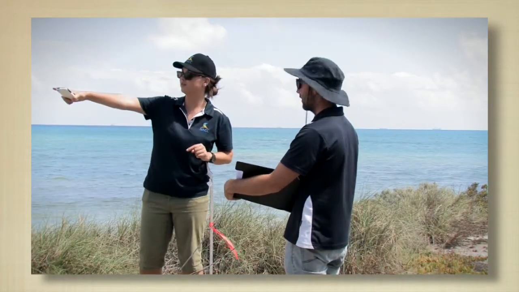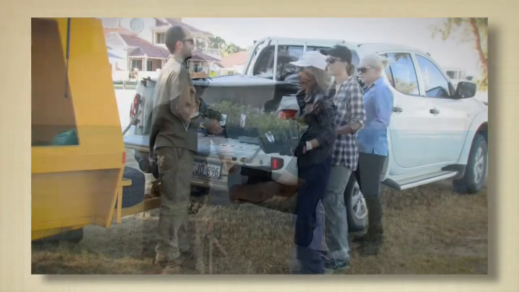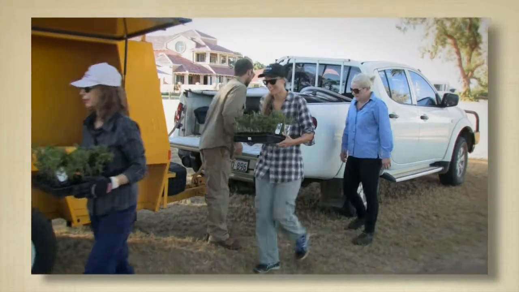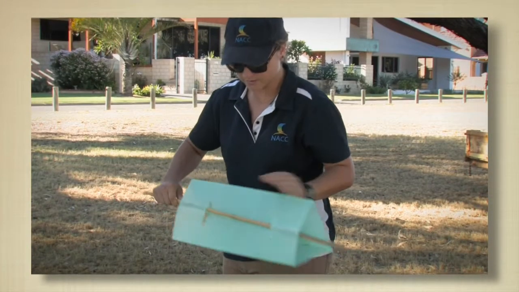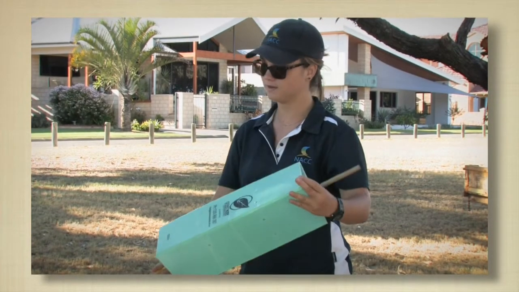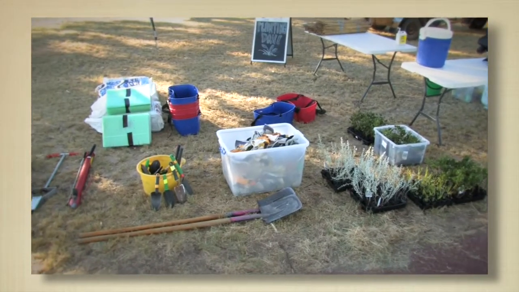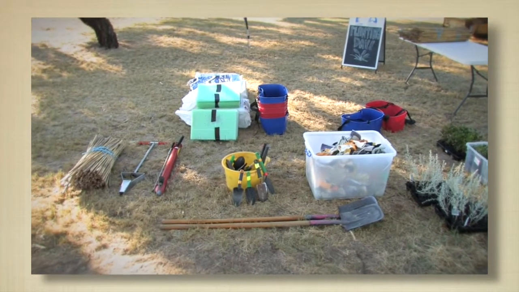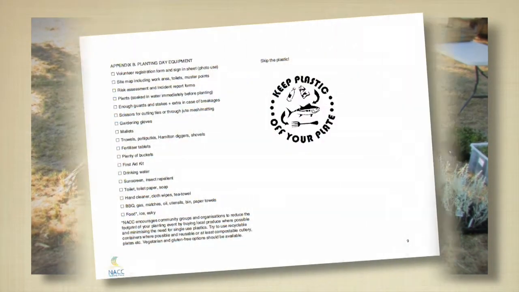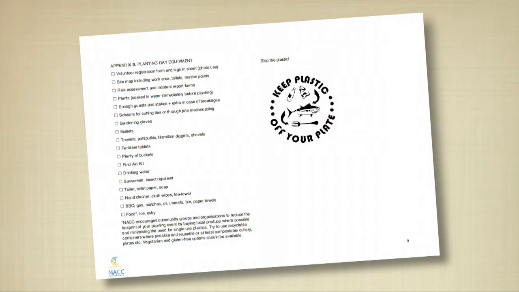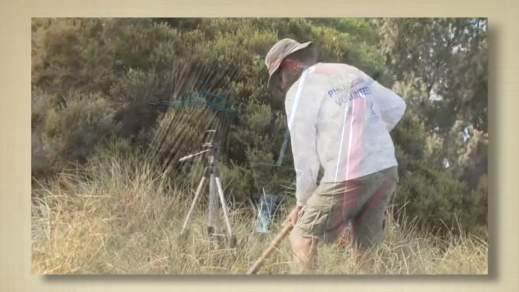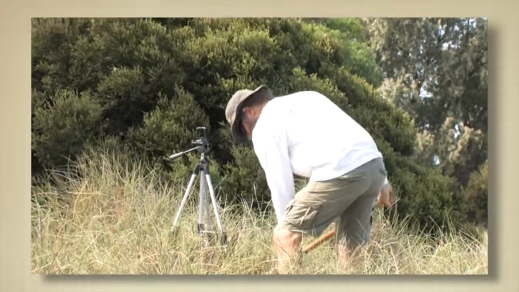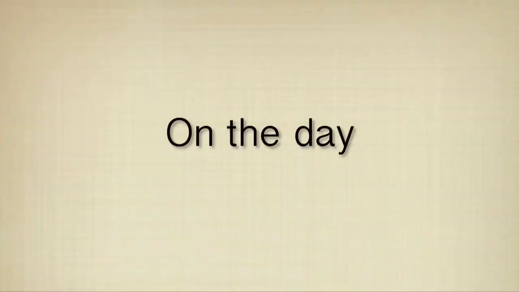Enlist some helpers as site supervisors to help on the day. Allocate specific tasks, such as plant soaking or tree guard installation, to each helper to increase efficiency and prevent doubling up on jobs. Make sure you have a comprehensive list of tools and equipment required for the day. A checklist is included in the NACC revegetation plan. Pre-digging holes may be required, especially for school or youth groups and when the ground is compacted. Again, enlist others to help out.